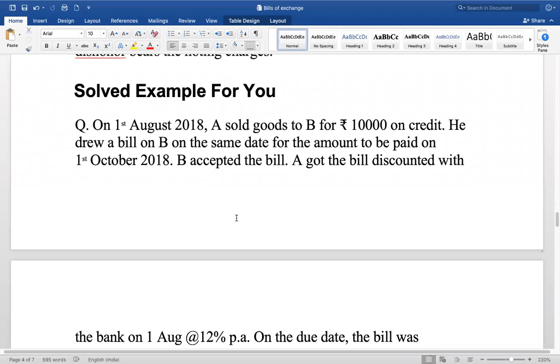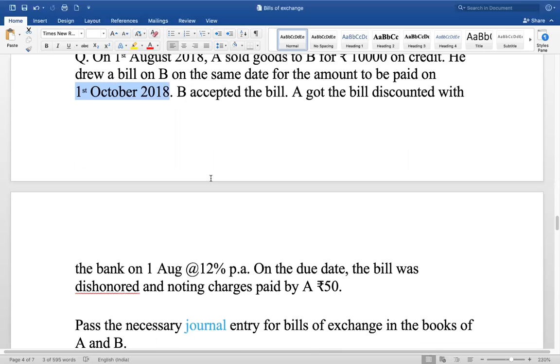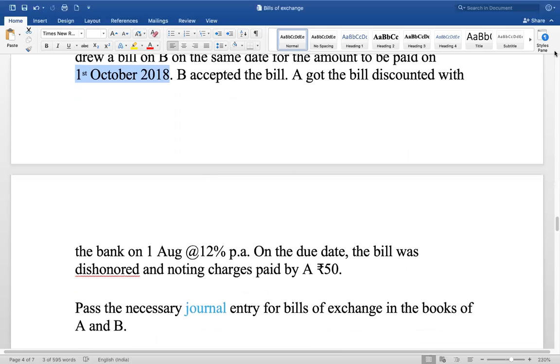On 1st August 2018, A sold goods to B for 10,000 on credit. He drew a bill on B on the same date for the amount to be paid on 1st October 2018. B accepted the bill. A got the bill discounted with the bank.